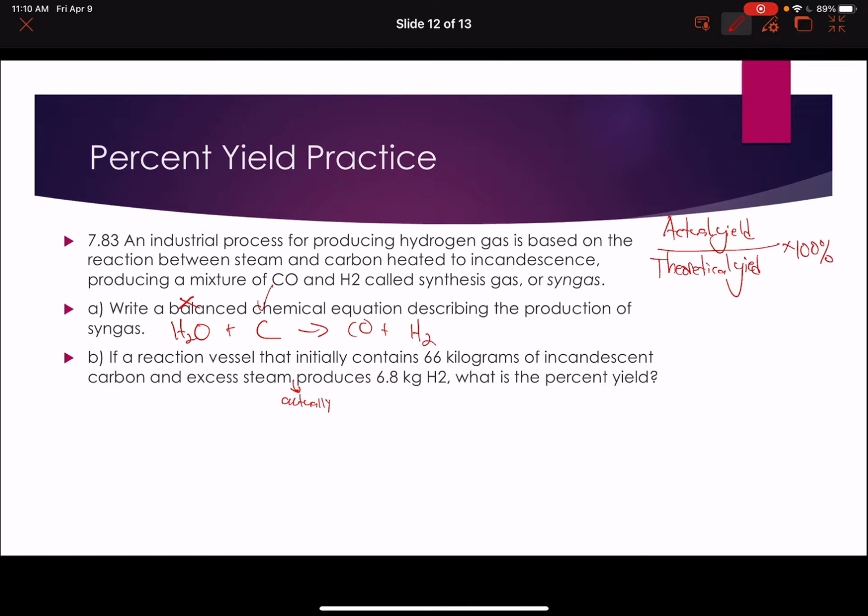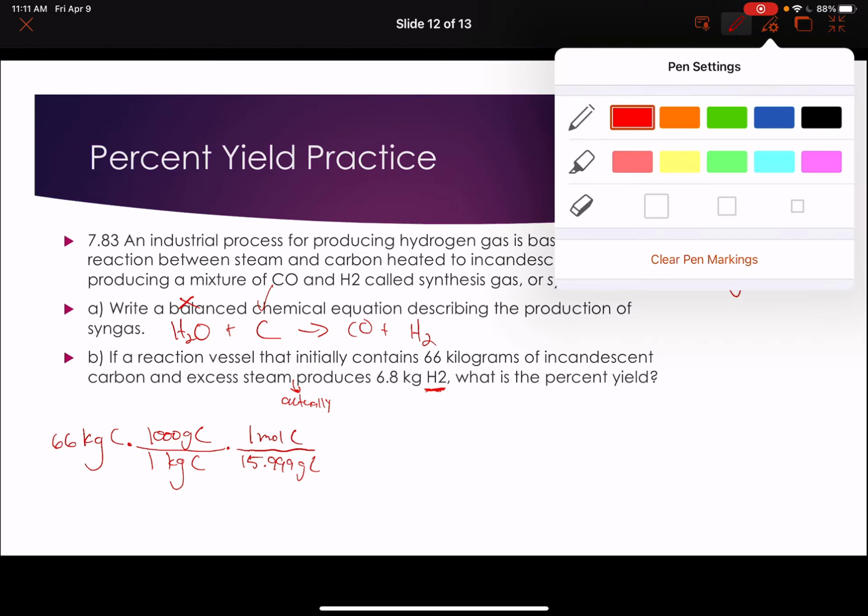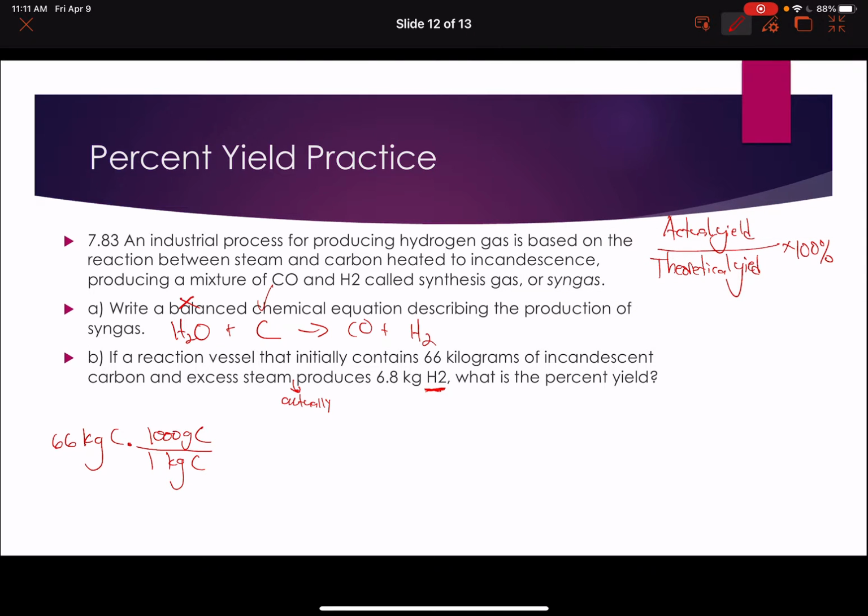So how do you determine theoretical yield? Well, you just do the calculations. So we have 66 kilograms of carbon, and we want to determine how much H2, hydrogen gas, should have been made from this. Okay? So let's convert this into grams. And then how many grams, what is the molar mass of carbon? Well, it's 55.999 grams of carbon for 1 mole. That is not correct. It's 12.011 grams of carbon for every mole of carbon. Okay, and now let's do our molar fraction to get it into H2.